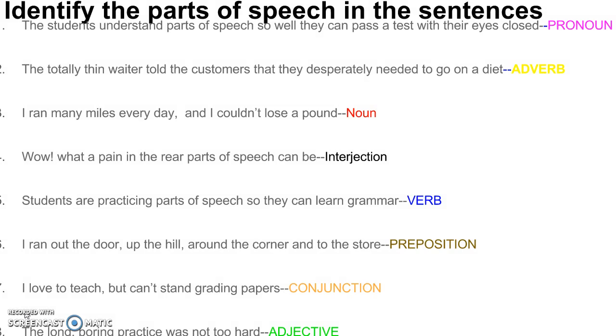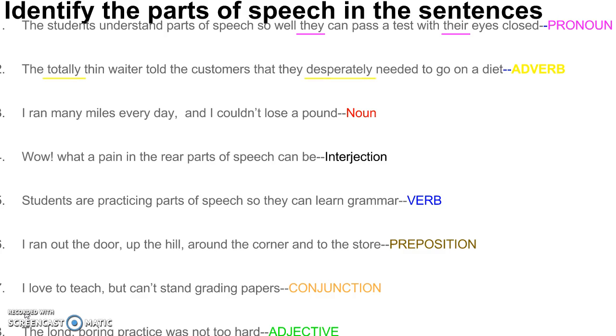Let's see if we can identify which words are the part of speech as acknowledged at the end of each sentence. So as you can see, the first sentence we have pronoun, then we have adverb, then we have noun, interjection, verb, preposition, conjunction, and adjective. Can you identify the pronouns in the first sentence? Here they come. Can you identify the adverbs in the second sentence? Here they are.